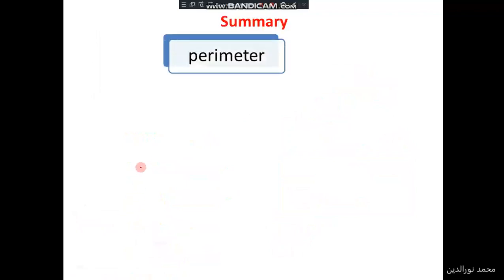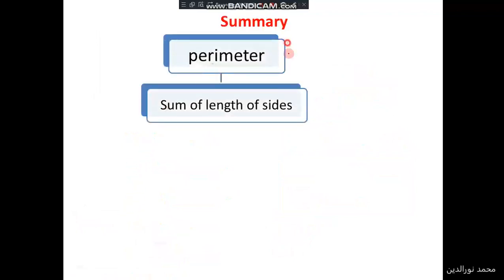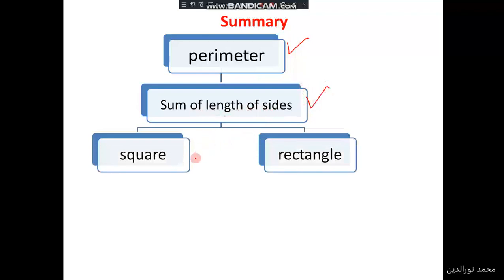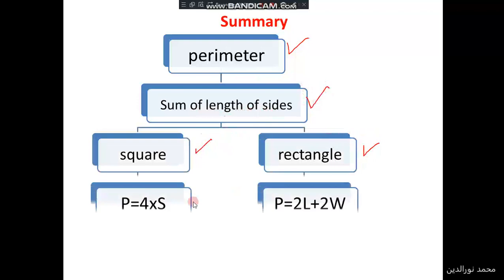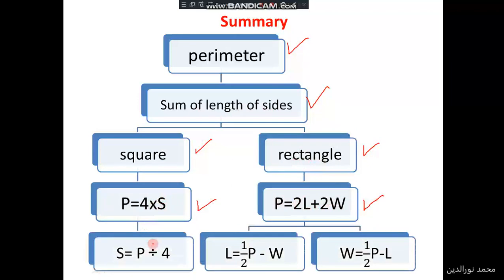As a summary, the perimeter is the sum of the lengths of the sides of the polygon. In this lesson we worked on the perimeter of a square and of a rectangle. For a square the perimeter equals 4 times s, and for a rectangle the perimeter equals 2 length plus 2 width. The side equals perimeter divided by 4. To calculate the length: length equals half perimeter minus width, and width equals half perimeter minus length.